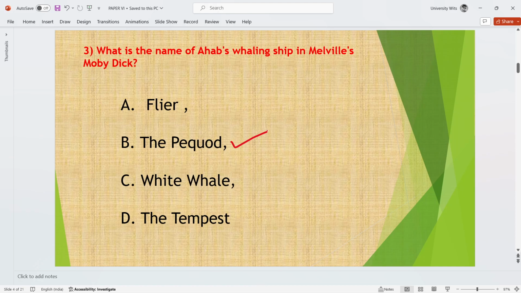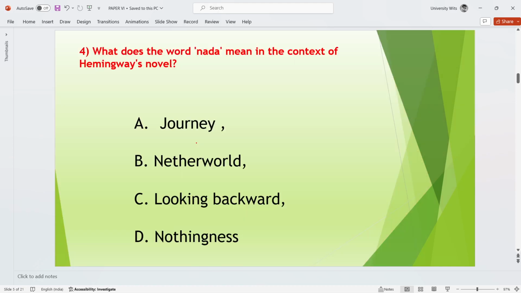I hope you are getting my points. So let's talk about the next question. Question number 4. What does the word nada mean in the context of Hemingway's novel? Nada. Just remember what the meaning of it is. Nothingness, guys. Nothingness. This option is right.